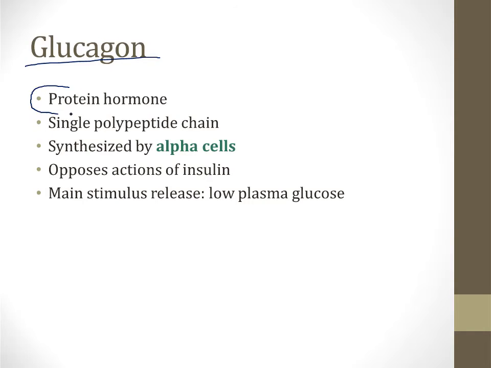This is also a protein hormone just like insulin. It has a single polypeptide chain instead of 2 chains linked together like insulin. Glucagon is synthesized by the alpha cells of the pancreas, and this hormone opposes the actions of insulin. Therefore, the main stimulus for glucagon's release is a low plasma glucose level.